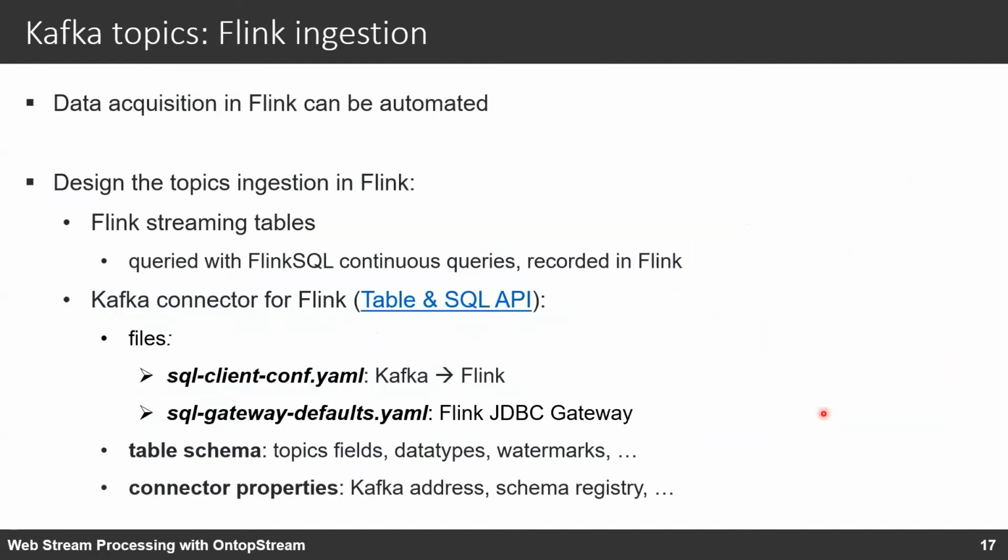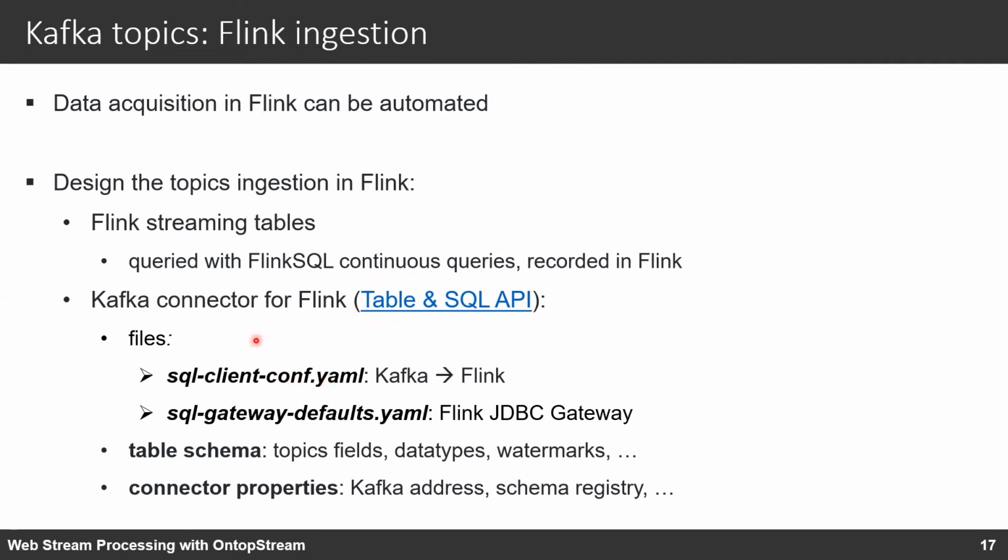Okay, so given that we have our Kafka topics, the first thing we want to do is to organize the ingestion inside Flink to make the data available to Ontop Stream. So how can we make the ingestion in Flink? We need to use the Table and SQL API, which is a set of connectors for Apache Flink, which supports several data sources like Kafka, file systems, Hadoop, and other ones. And these connectors are available in a streaming fashion.